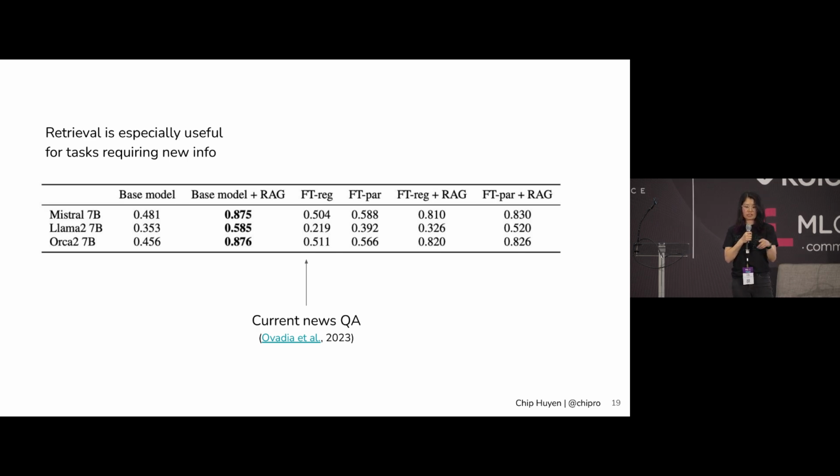For example, here's a benchmark focused on current news, and you can see RAG just outperforms fine-tuning and even fine-tuning plus RAG. That is interesting, because why would a base model plus RAG outperform a fine-tuned model plus RAG? I do think that when you fine-tune a model, there's a chance the model does better at the fine-tuned task, but its other capacities get impacted and it doesn't perform as well.